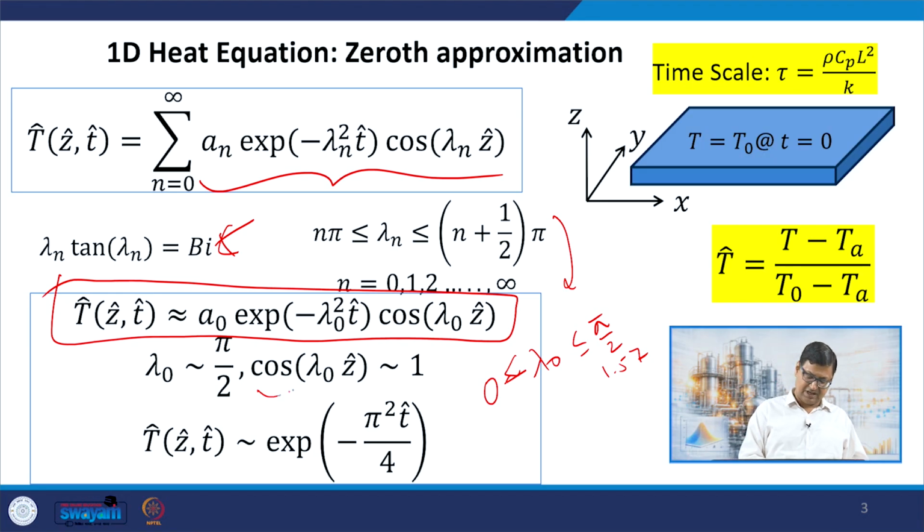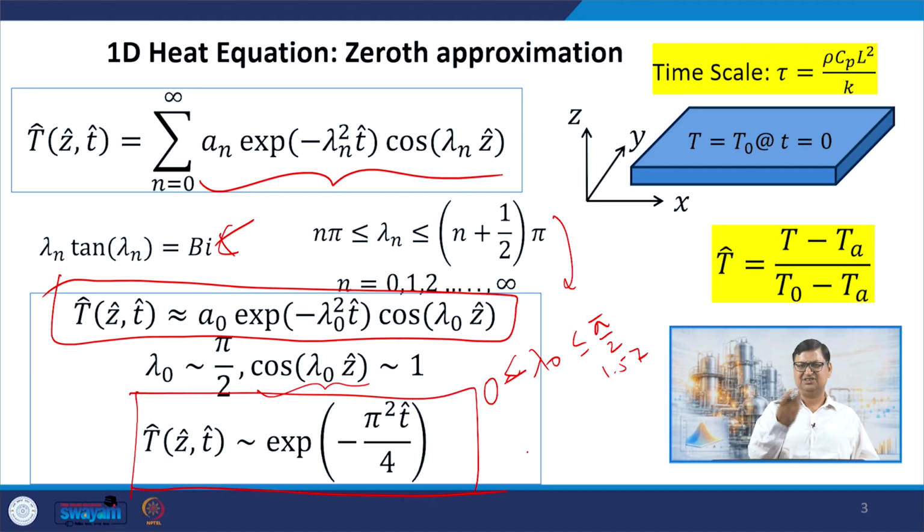And this cos lambda naught z cap, we can take equal to 1 because z cap goes from 0 to 1. Let us set z cap to be 1. In any case, cos lambda z varies from 0 to 1 in magnitude, so let us set it equal to 1 just to get a rough estimate of how this temperature varies with time. And if I do all that, then I get something like this. From the zeroth approximation, considering lambda naught scaling, I get something like this.